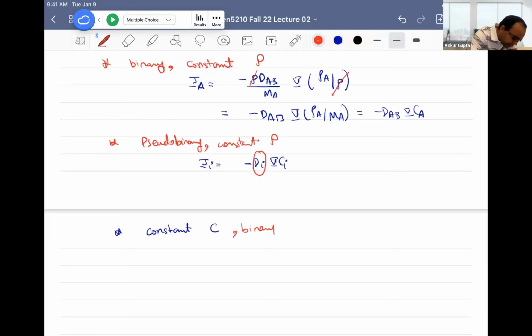I don't care about constant rho. Now I'm thinking of a total concentration of A and B that is the same. And I hope you can now guess that we should now use the molar average velocity, because the molar average velocity is based on concentration.